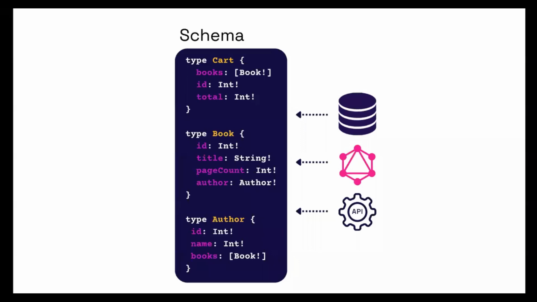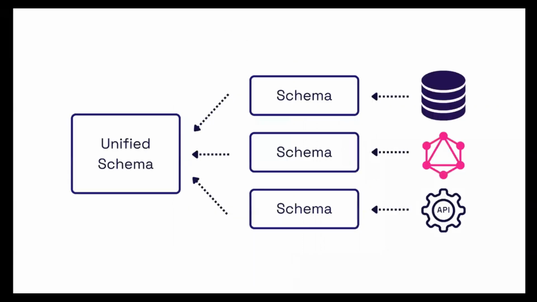Additionally, the complexity of a schema grows as multiple data sources are added. Many teams will opt to modularize their schema, separating each data source into its own schema. They will then need a strategy to combine them into a unified schema if they want to maintain the benefit of a single endpoint.